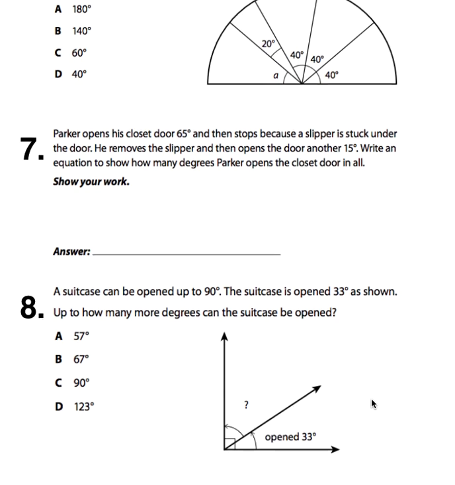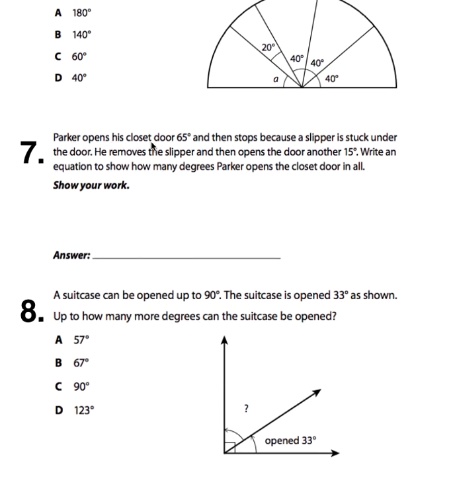All right, number 7. Parker opens his closet door 65 degrees and then stops because a slipper is stuck under the door. He removes the slipper and then opens the door another 15 degrees. Write an equation to show how many degrees Parker opens the closet door in all. All right, tell me what this problem is about. It's about Parker opening his closet door, but a slipper gets stuck, right? Yep, that's what it's about.